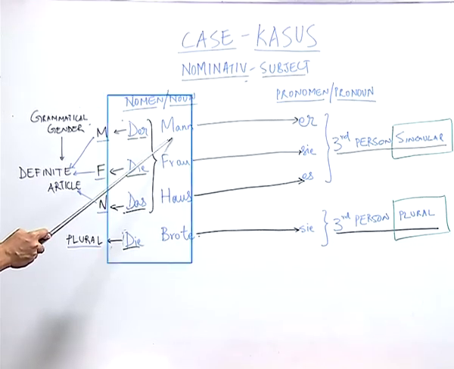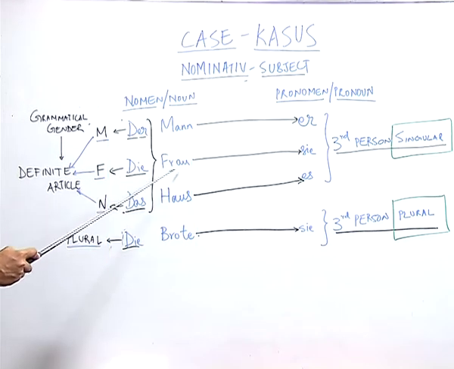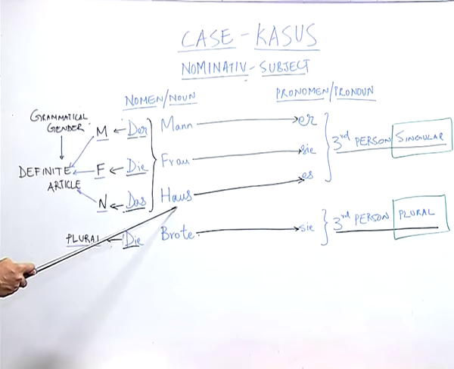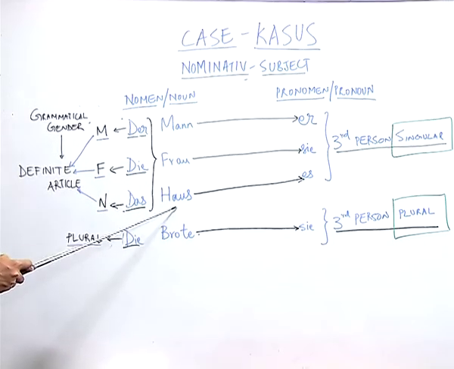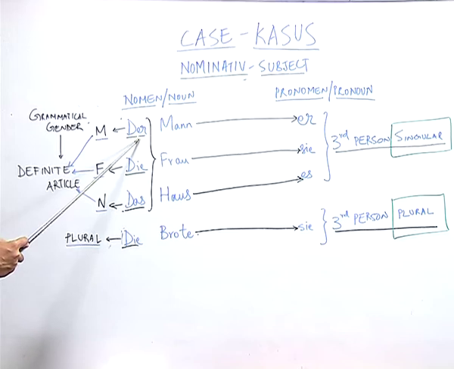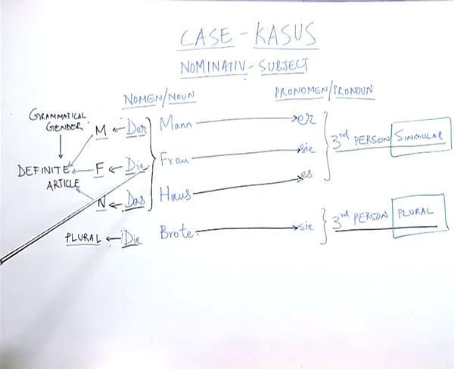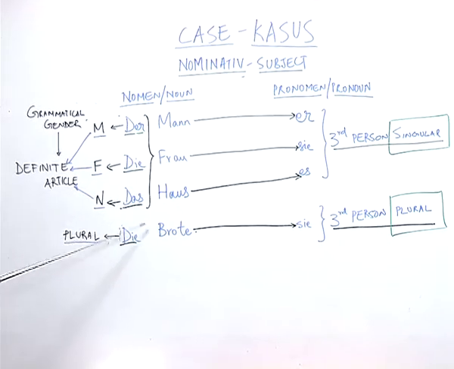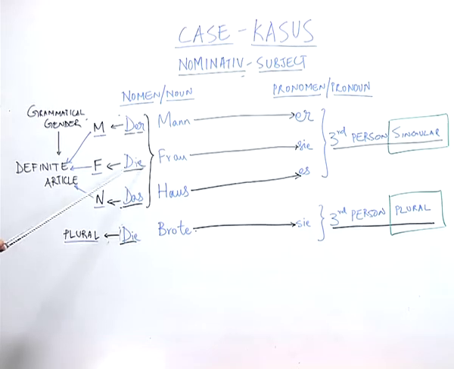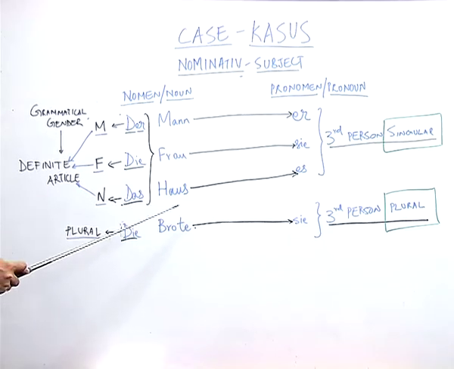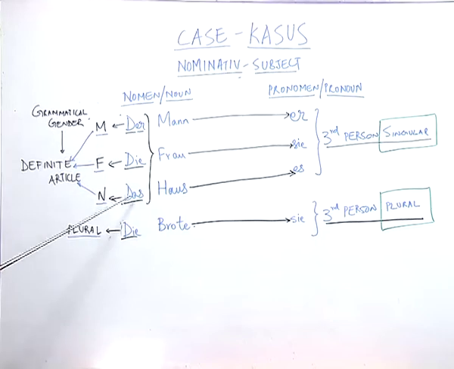Here we have the noun Mann, which means the man or the husband, Frau, which means the woman or the wife, and Haus, which means, as you correctly guessed, house. These nouns are always fixed with the respective article, like the way we have the definite article the in English. In German, there are 3 definite articles and a plural article also. These 3 definite articles are always attached to all the nouns in the singular case.